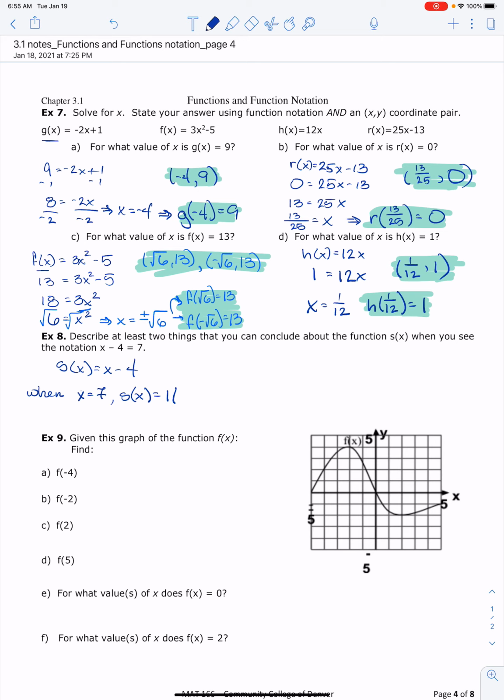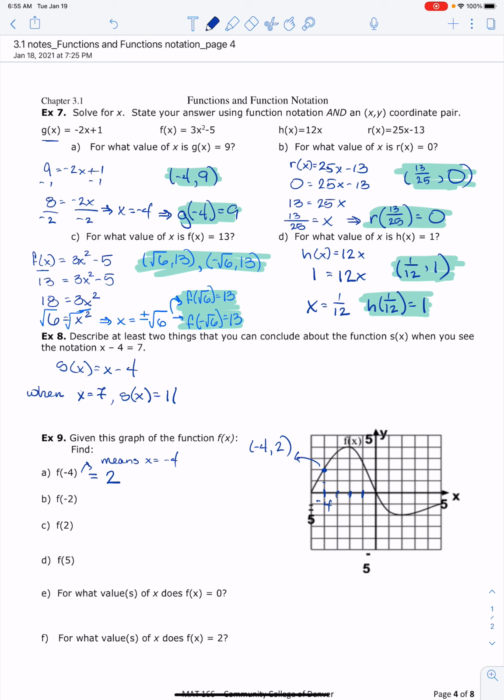So example 9, we want to find function values given the graph of a function. So here is our function right now. If I want to find f of negative 4, this means that x is negative 4. So I'm going to go, this is marked off by 5s. Here's my negative 4. This point looks like negative 4, positive 2. So f of negative 4 equals 2.